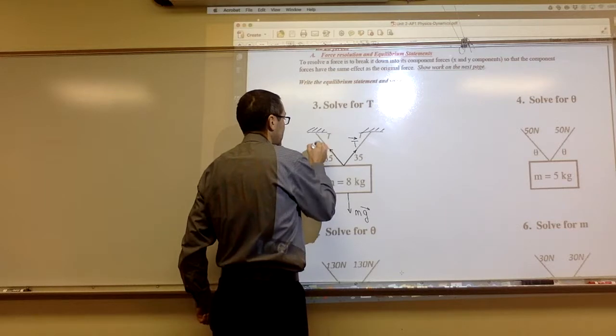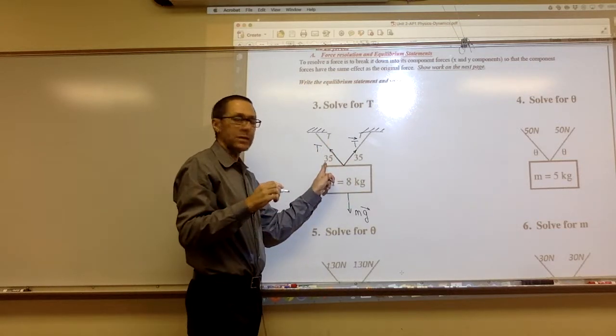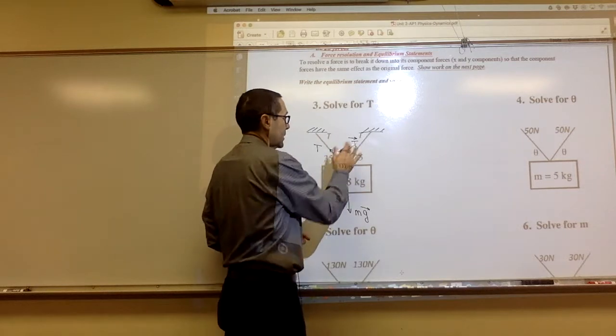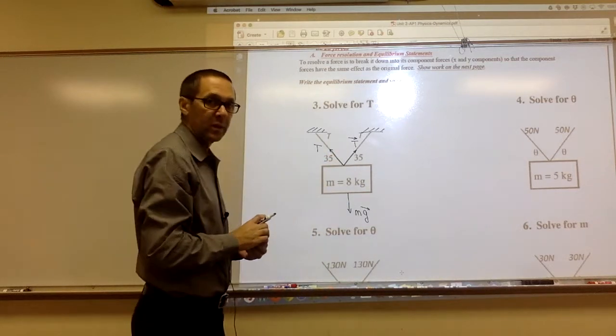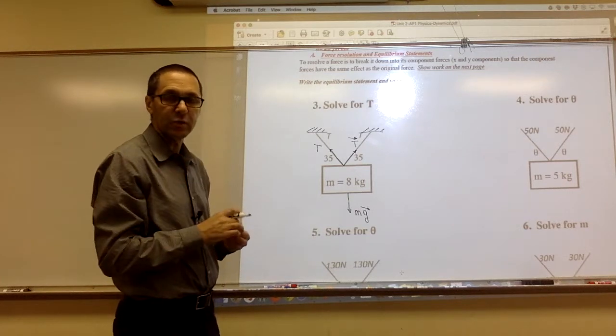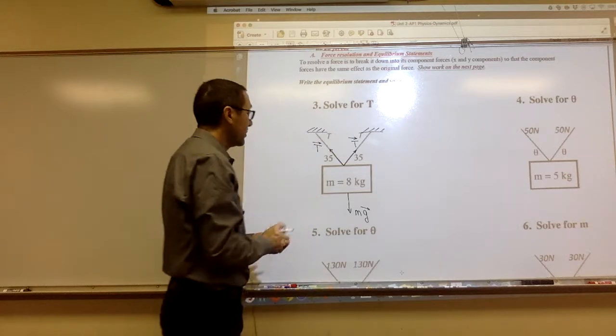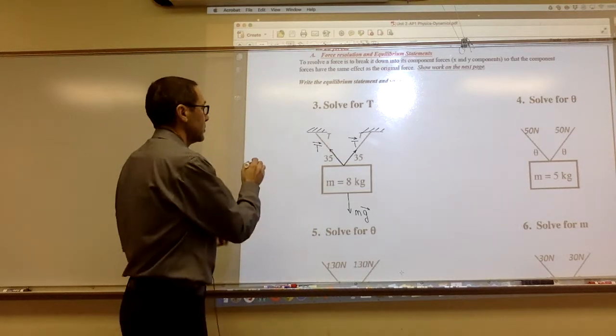Now, a lot of times these two are different, but since the angles here are the same, we can see probably that the T's will be the same, or we can prove that, but there is no need for that. I think conceptually and logically we can see that. So the T's are the same. So now I'm going to write my equilibrium statements for this one.